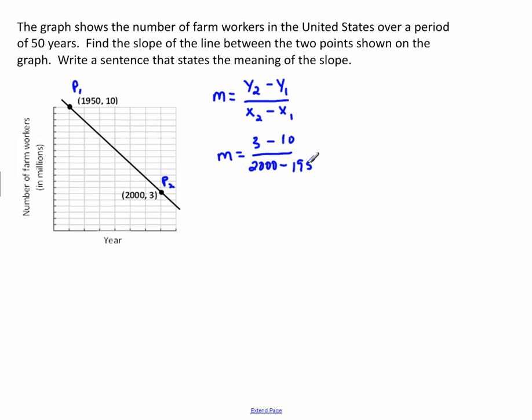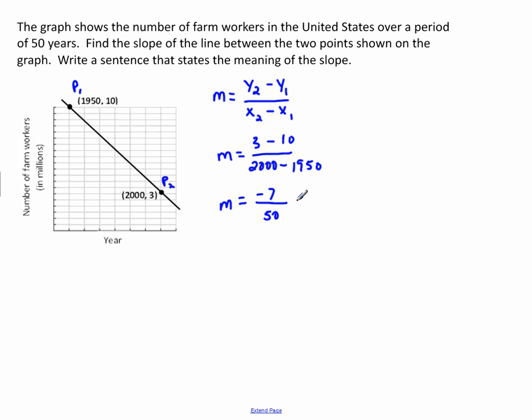We've already established that in the denominator of this fraction, we're going to get 50. How about in that numerator? It looks like we're going to get negative 7. 3 minus 10 would be negative 7. So our slope here is negative 7 over 50.